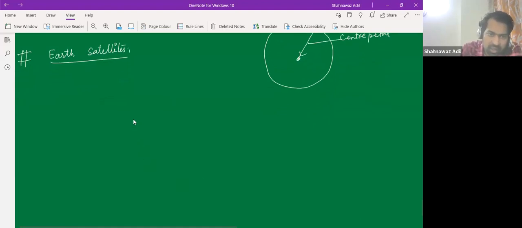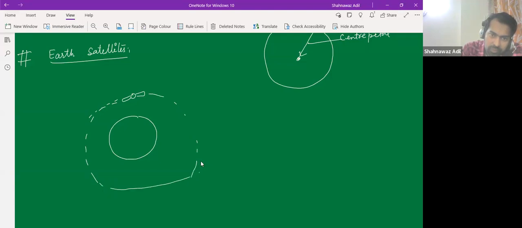Remembering those things, now we will see what force is providing the centripetal force. We have this Earth and some satellite rotating around this Earth, right? This is H and this is R. It is rotating. So what is the force that is providing this centripetal force?